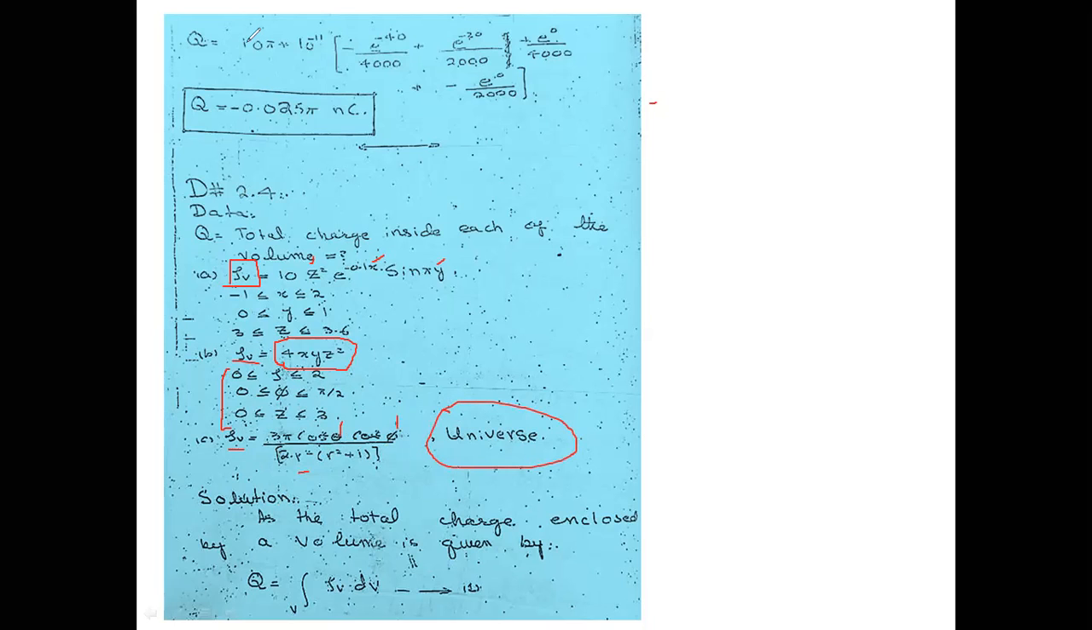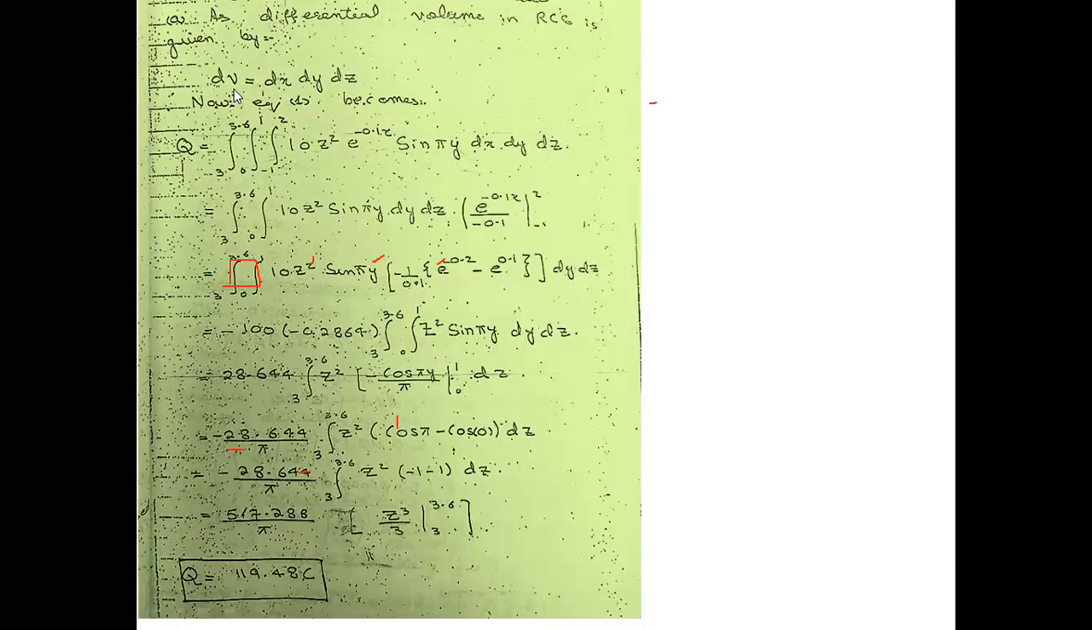So let's move on to the solution of part A first. As we know, Q is equal to the integral of rho v dv. As the function is in x, y, z, we will use the differential volume for the rectangular coordinate system, dx, dy and dz. Now the function is 10 z square e to the power minus 0.1 x sine pi y dx dy dz. It looks very confusing, but it is quite easy, because we have separate variables.